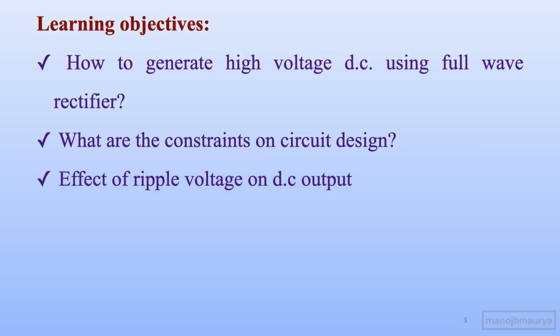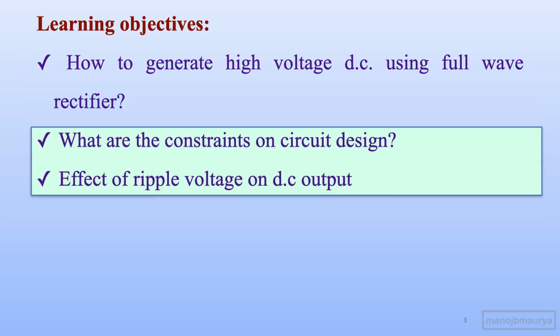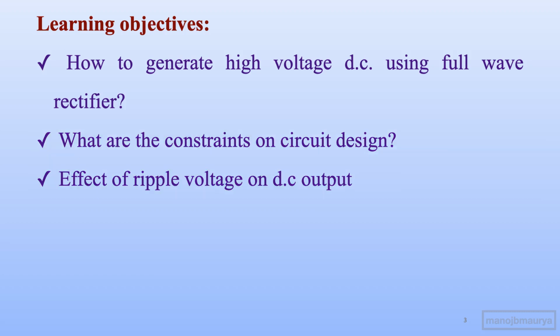The learning objectives for this particular topic are to understand how to generate high voltage DC using a full wave rectifier, what the constraints on circuit design are, and the effect of ripple voltage on DC output.